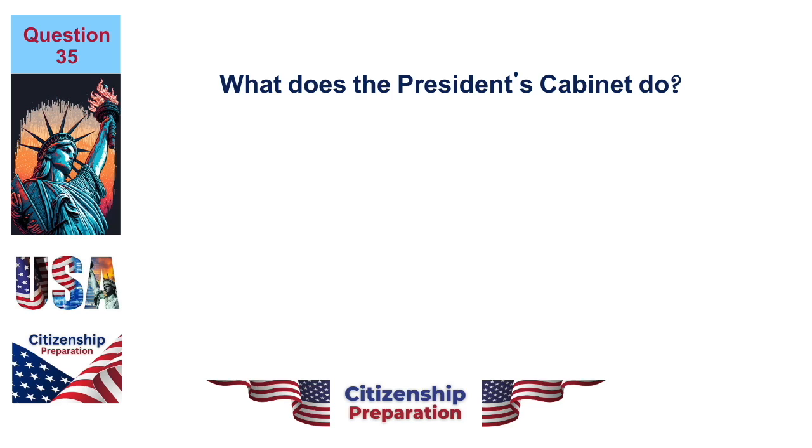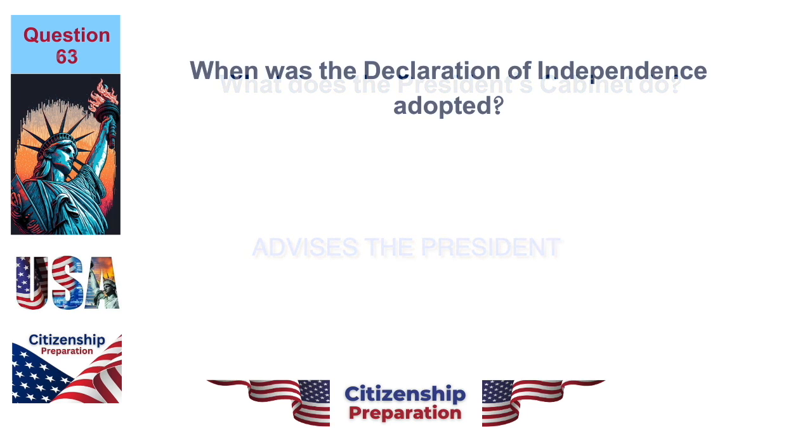What does the president's cabinet do? Advises the president. When was the Declaration of Independence adopted? July 4, 1776.